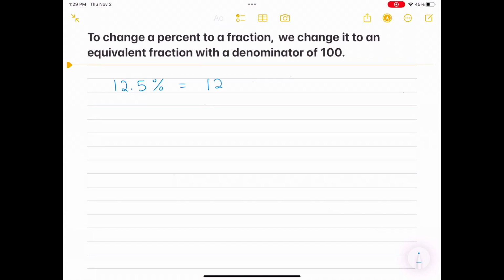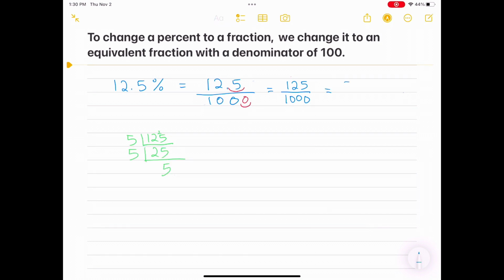12.5% becomes the fraction 12.5 over 100. So we move that decimal point 1 place to the right, and we do the same in the denominator to give us a fraction of 125 over 1000.